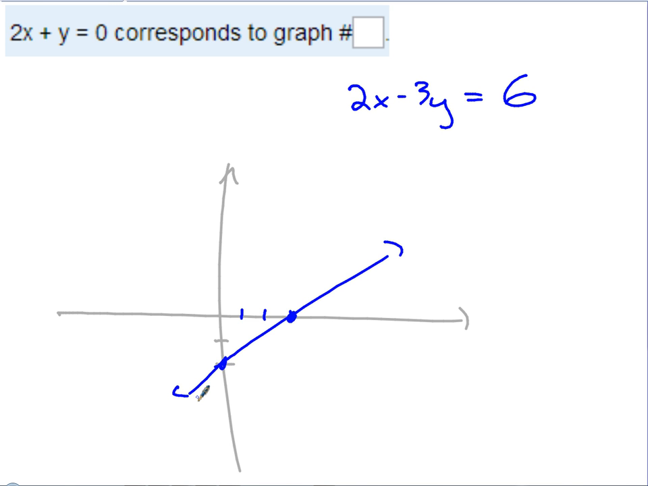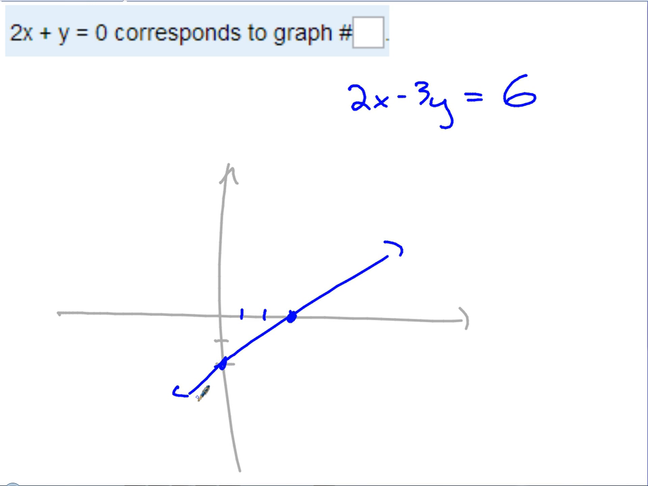Now, but look what happens. Here's one of the very few cases where that doesn't work, because if I cover up x and solve for y, I get 0. If I cover up y and solve for x, I get 0. So both of the intercepts overlap this time at the origin, right? And so that's not going to work.